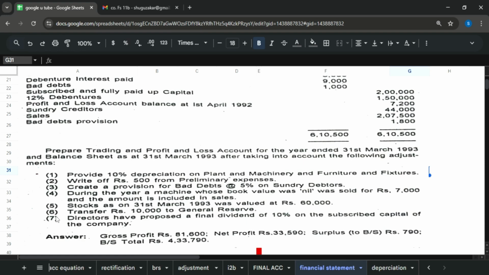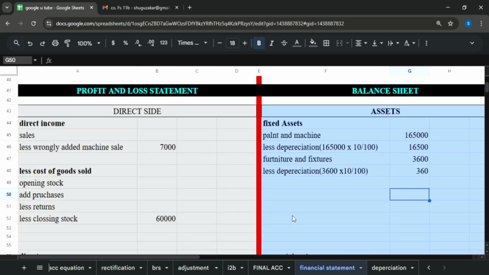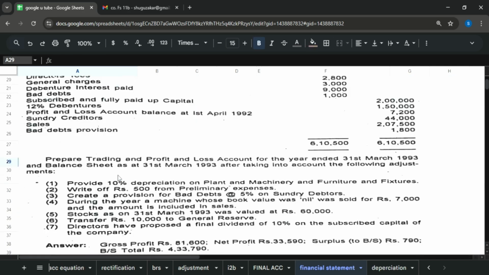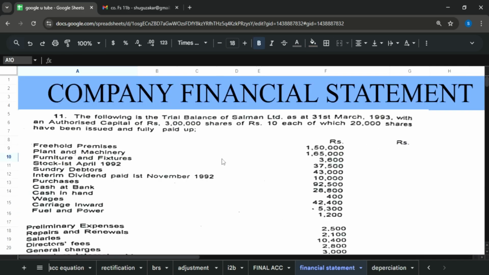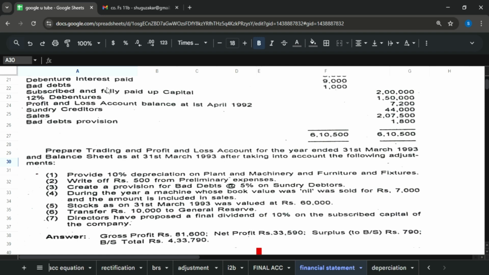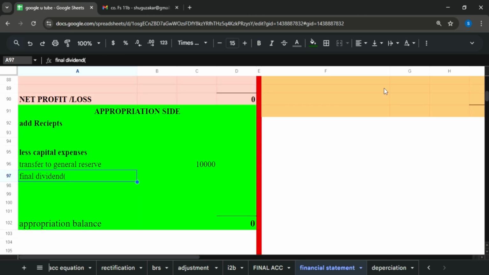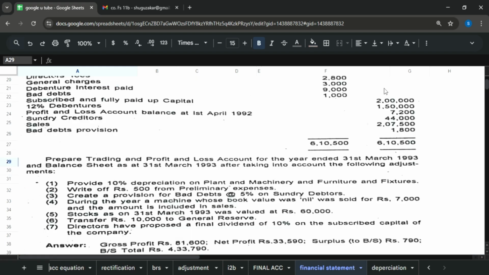Now we'll see number 7. Directors have proposed a final dividend of 10%. Okay, we'll go again to the appropriation account. It is final dividend, and we will calculate it. For that, let's get back and see how much the amount of capital is. And capital is over here, subscribed and fully paid up capital, that is 2 lakh. So what you will do, you will calculate the percentage upon 2 lakh. Now let's see how much dividend is decided, and this is 10%.